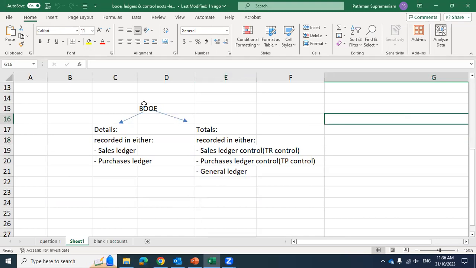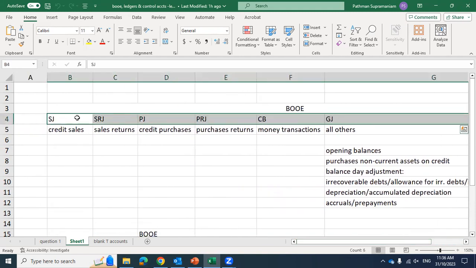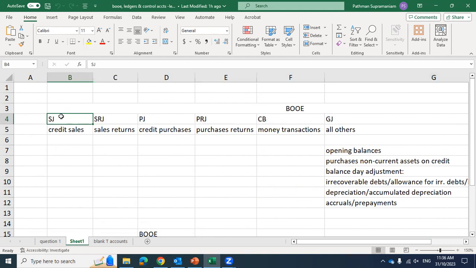It all starts with books of original entry, right? Falling back to the types of books of original entry that we have learned, there are 6 of them. You have the sales journal, which records credit sales; the sales return journal, which records the sales returns; the purchases journal, which records the credit purchases; the purchase return journals, which records the purchase returns; and the cash book, which records all monetary transactions, the receipts of money and the payment of money.